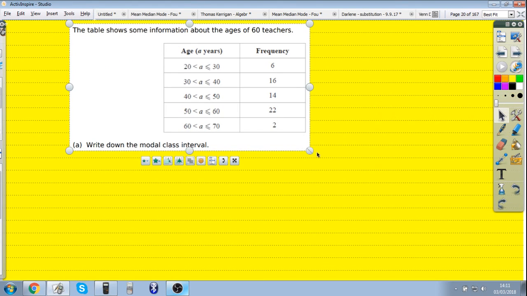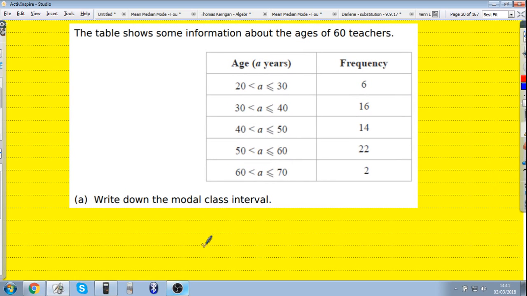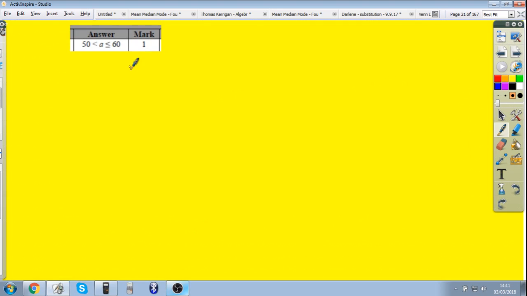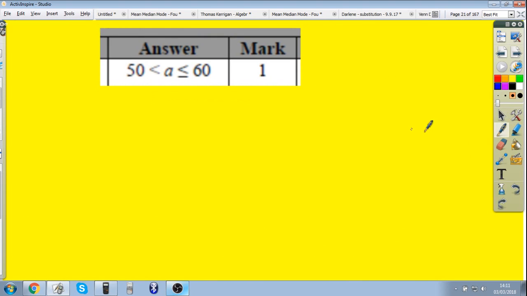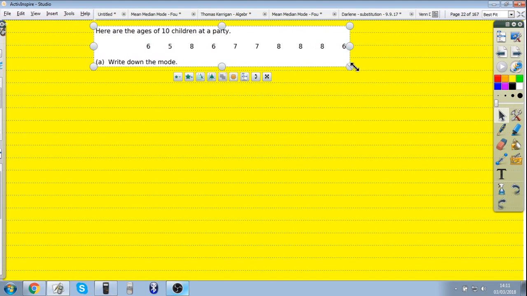Okay, what is this? Is the modal class interval 50 is smaller than or equal to, which is bigger or equal to 60? Yeah. So on average, the age of the teacher is between 50 and 60. Okay, and they just did what you did there. They just copied the whole thing, even if you don't know what it is. That's fine.